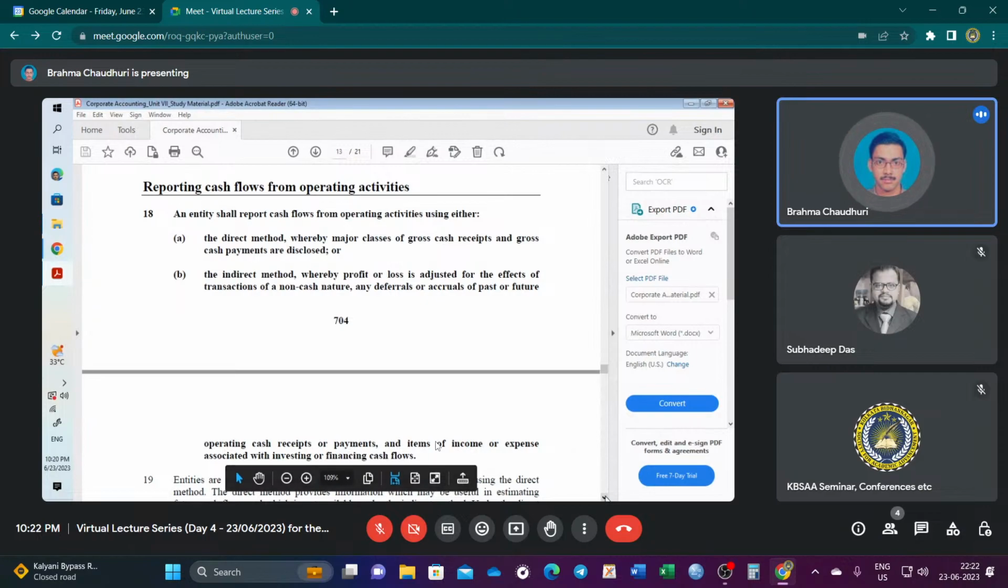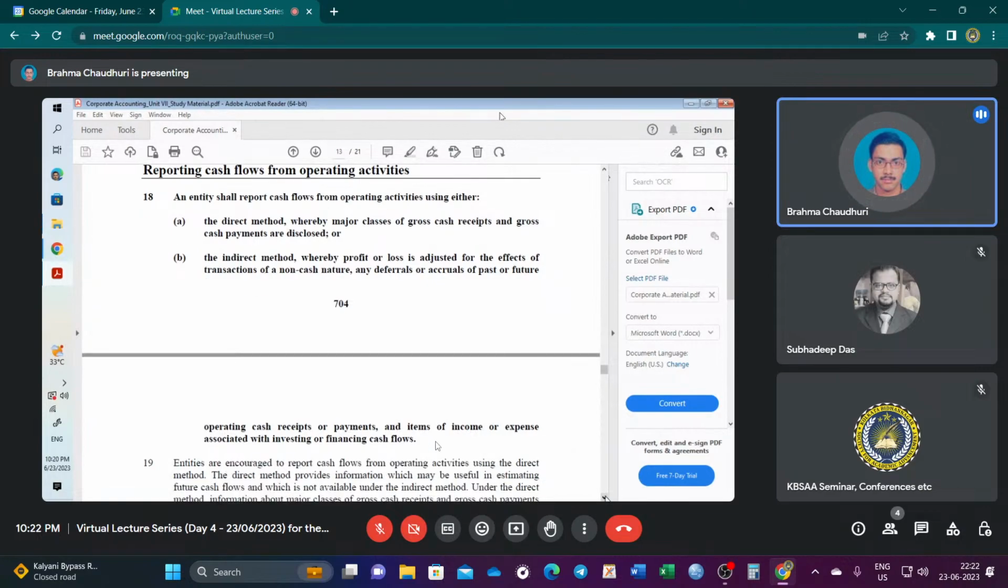flows. That means Ind AS 7 is clearly stating that the cash flow statement may be prepared either under the direct method or the indirect method, depending on the information we have in our hand. If we have information regarding all the major classes of gross cash receipts and cash payments, we can prepare it under the direct method. And if we do not have that complete information, we can prepare it under the indirect method.